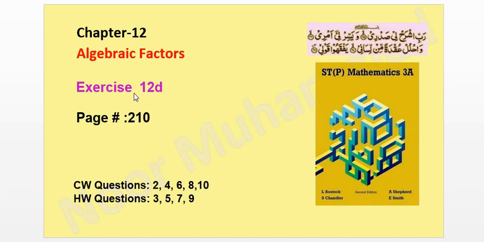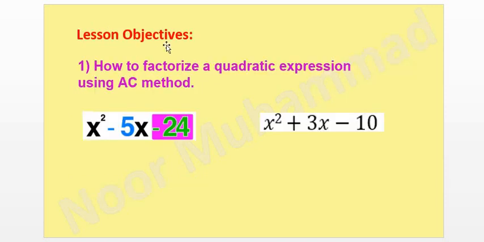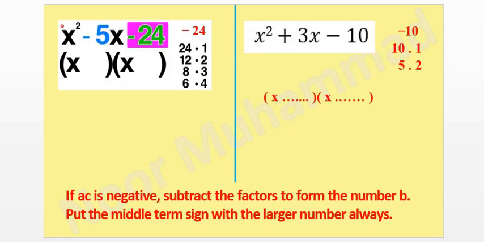This is my fourth video for this chapter, exercise 12d. So what is our main objective now for this exercise? How to factorize a quadratic expression using the AC method. Now the questions are going to be of this type, where the last term, the constant term, is going to be negative in this exercise. So what will happen if we have this last term negative? Let's discuss these examples. As you can see here in this question, x squared minus 5x minus 24.